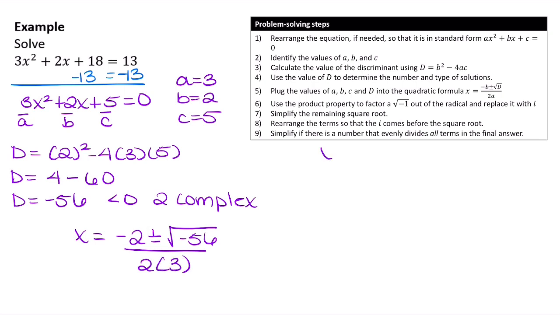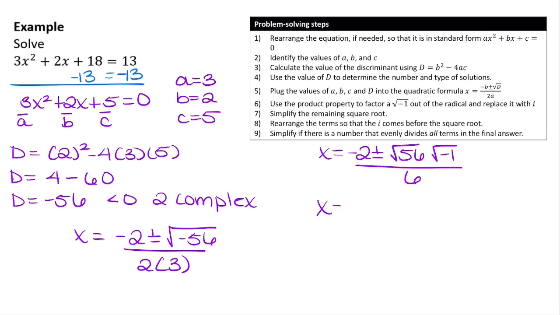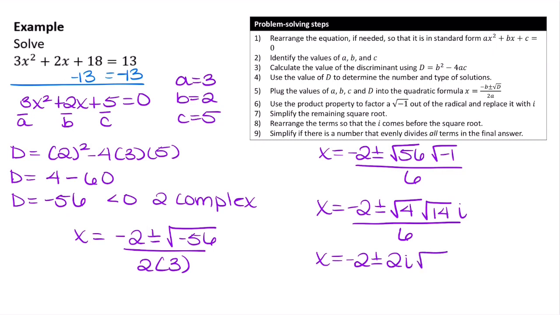So that's going to give us x equals negative 2 plus or minus the square root of 56 times the square root of negative 1, all over 6. So we have x equals negative 2 plus or minus the square root of 56, which can be made better by factoring out the square root of 4. So we have the square root of 4 times the square root of 14, and then that square root of negative 1 will become i. So that's over 6. So we have x equals negative 2 plus or minus 2i times the square root of 14, and that's all over 6.